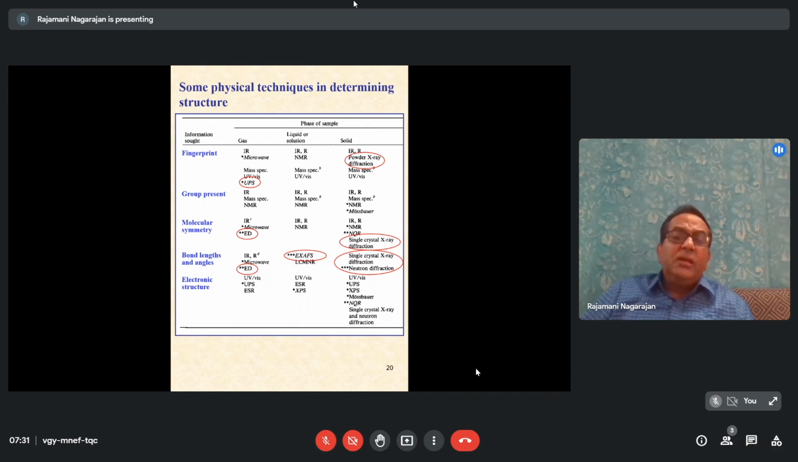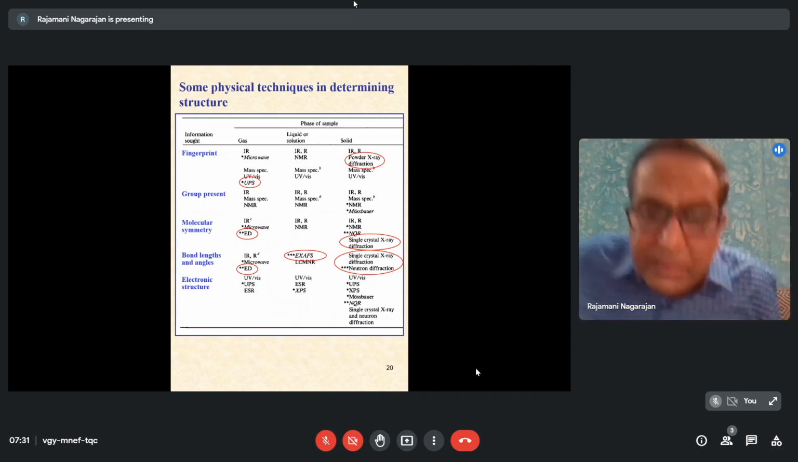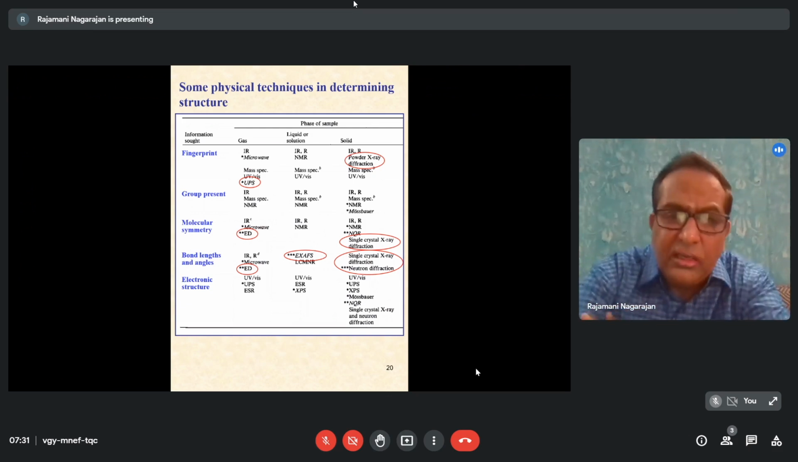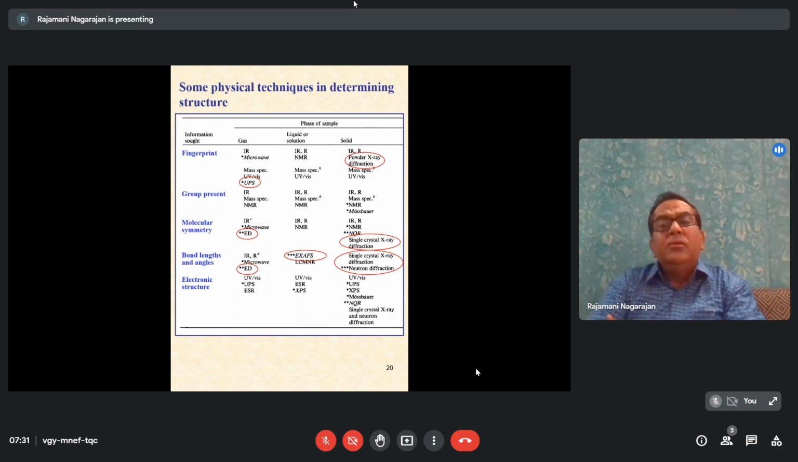If it is a solid, if you want to understand the electronic structure, as you see, the things are becoming more or less simple when you are dealing with a gas and a liquid, meaning with the use of only a few spectroscopy techniques, you can determine the structure of the molecule more or less. But the moment you go to the solid, you have to have a large number of techniques to tell only one information.